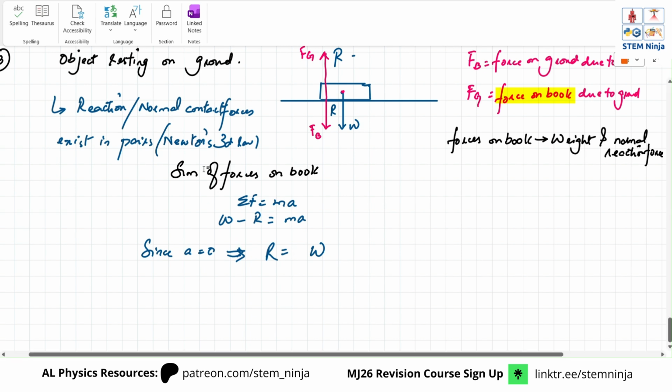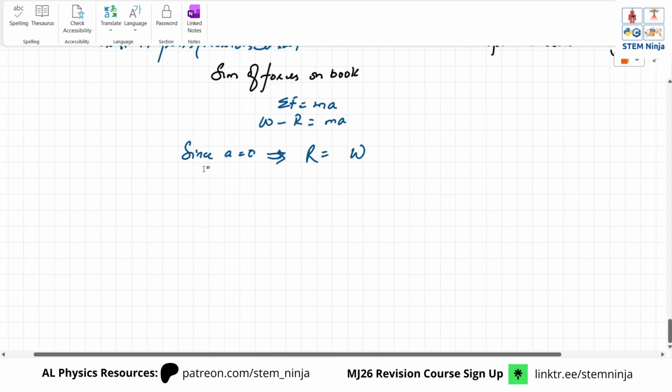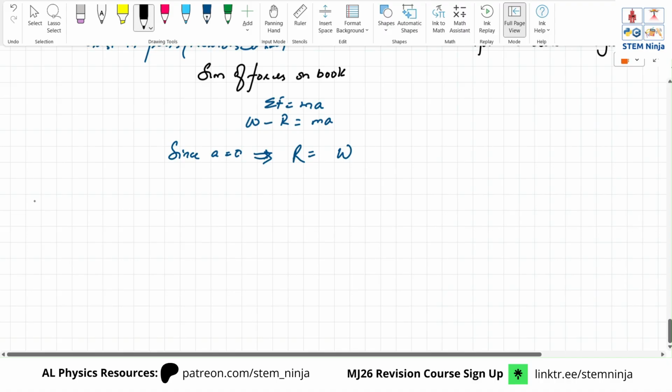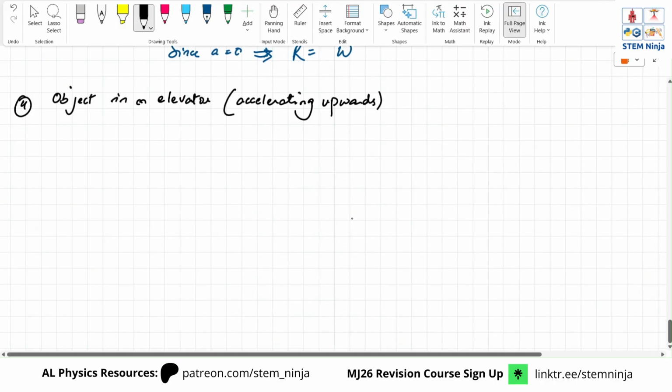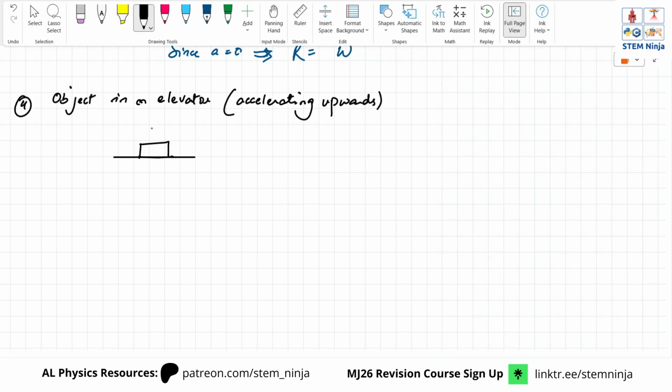So this was the case when the object was stationary. But what if the object is on the ground, but it's accelerated? So sort of like a lift example. So this was the third case, fourth. Right. So object, let's say in an elevator, and it's accelerating upwards. So you have the same scenario. This is the object. This is the reaction force. This is the weight. The system is going upwards. This is the acceleration going upwards.